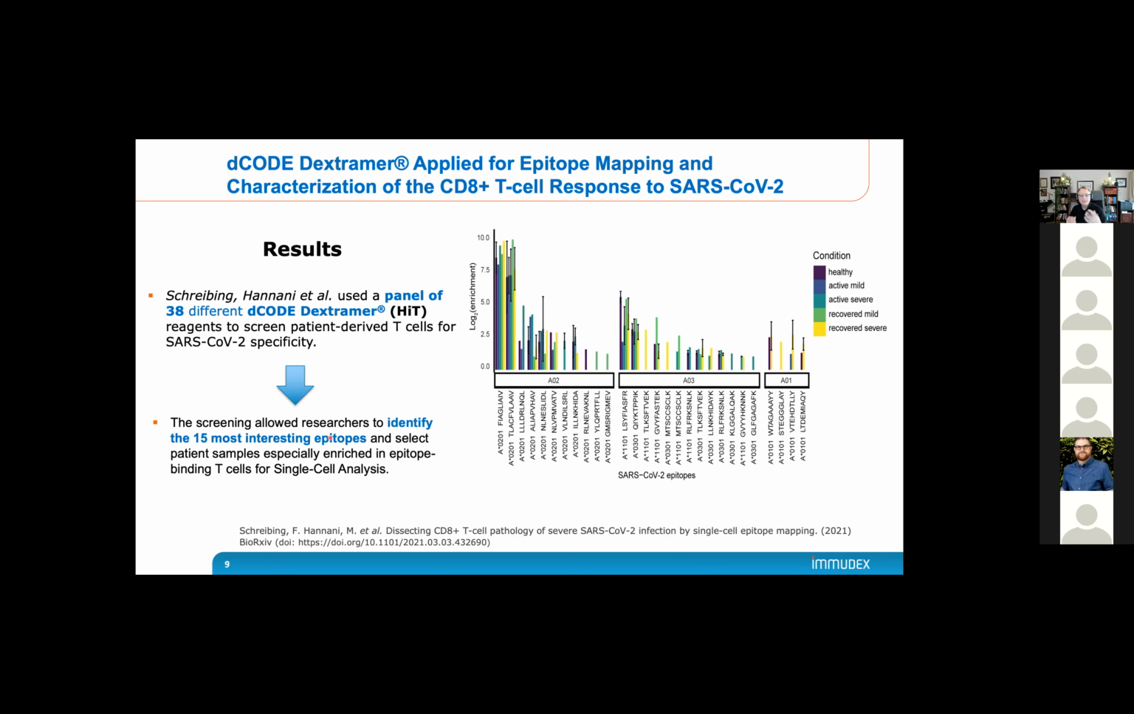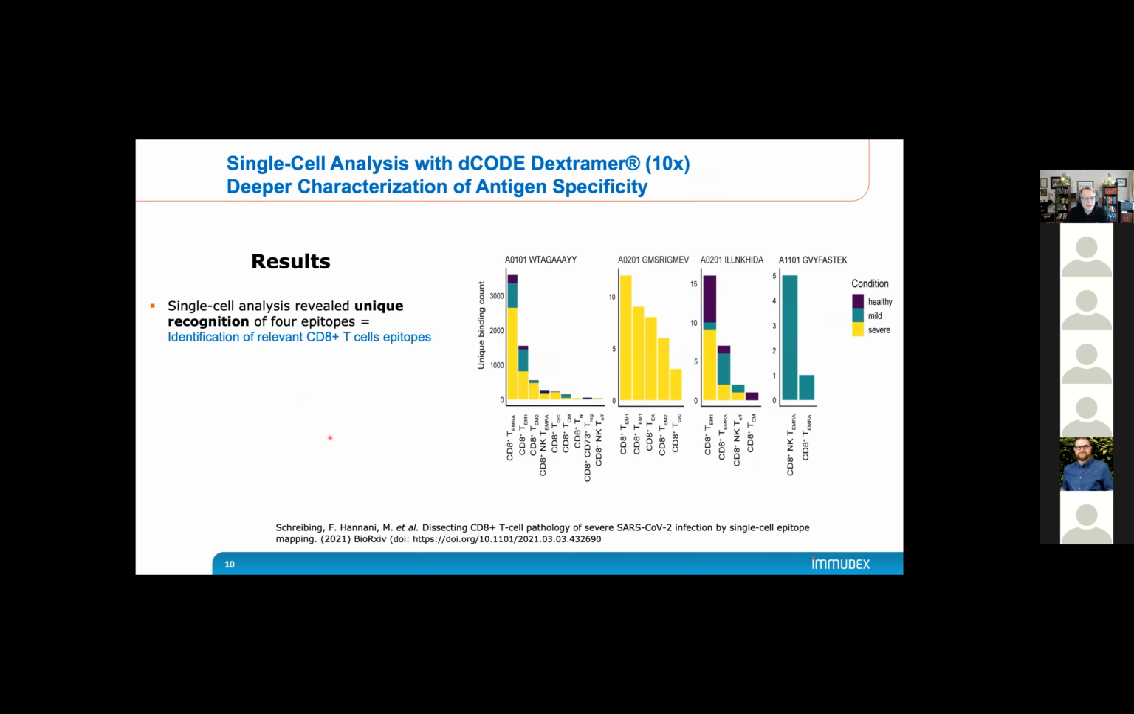So they elected to take these, and they're going to use the 10x Genomics compatible barcodes and look for single cell analysis here. And it turned out there were 4 really important epitopes, and you can see that some of these epitopes were enriched in severe disease.